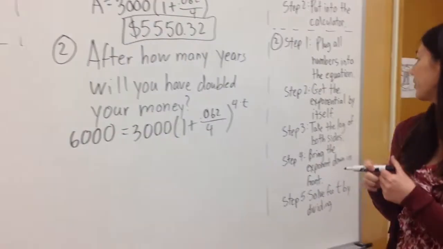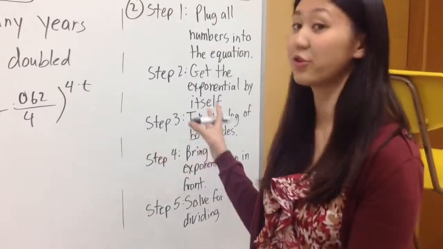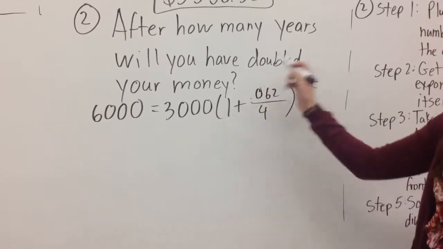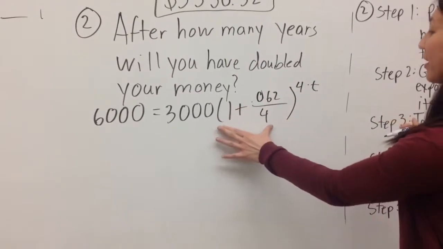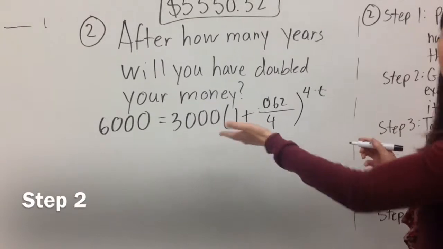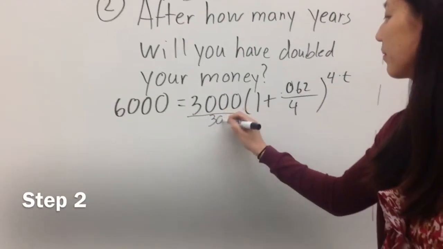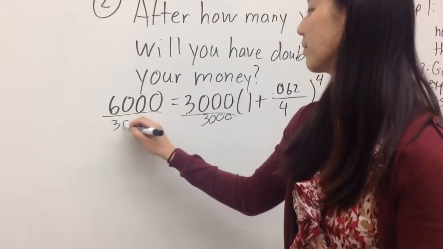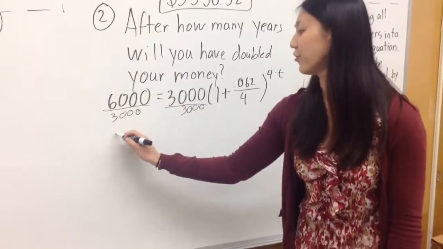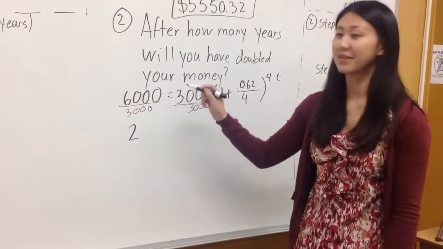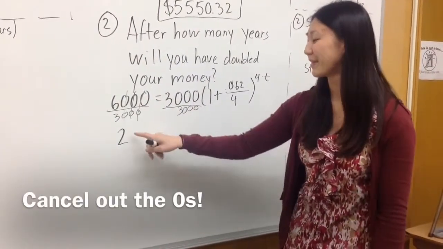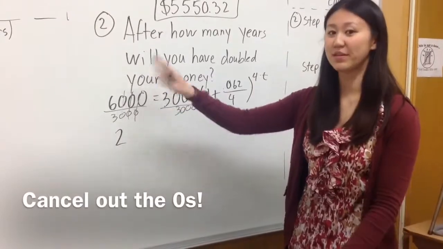Alright, now what we're going to do is get the exponential by itself, step 2. What I mean by exponential is just whatever the thing is that's to the exponent. So I'm getting this part by itself, and I'm going to do that by dividing both sides by 3,000. Now this is going to give us 2. Keep in mind that these zeros will cancel out. A common mistake that I see people making is that they put this as 2,000, but this is just 2, because all the zeros will cancel out.